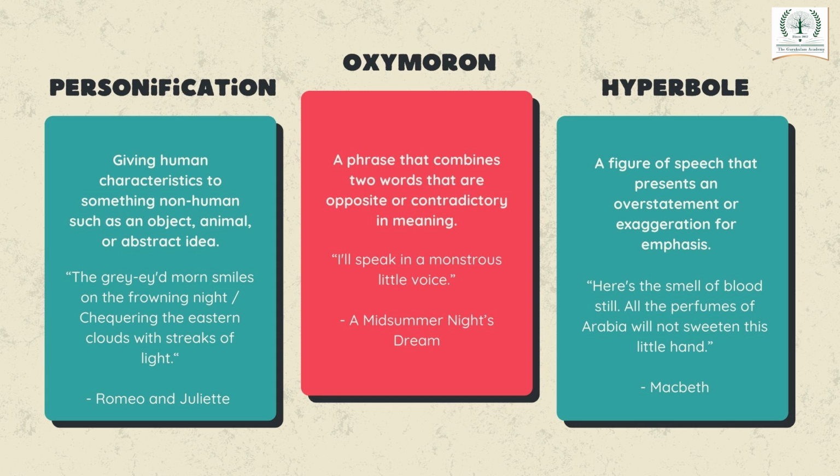Personification, giving human characteristics to something non-human, such as an object, animal, or abstract idea. "The great white moon smiles on the frowning night, checkering the eastern clouds with streaks of light." Romeo and Juliet.